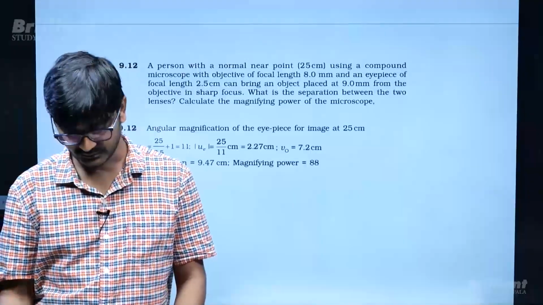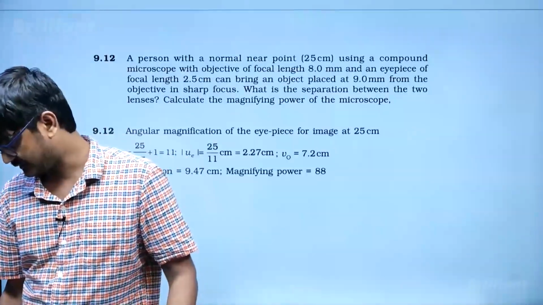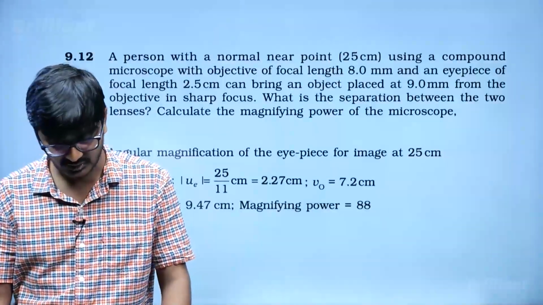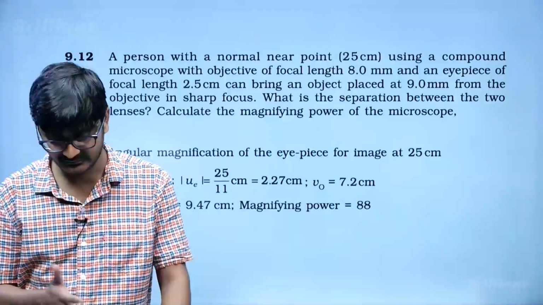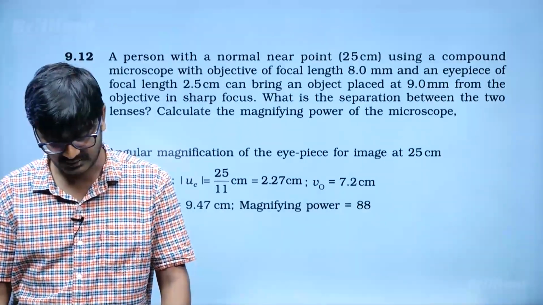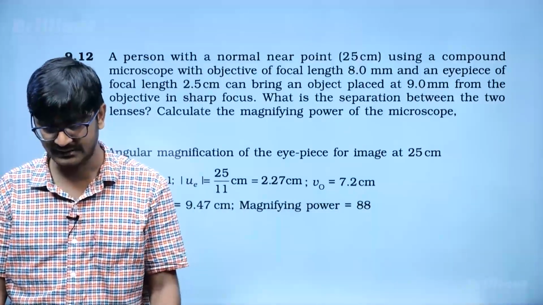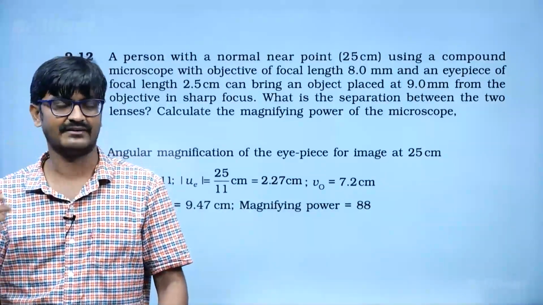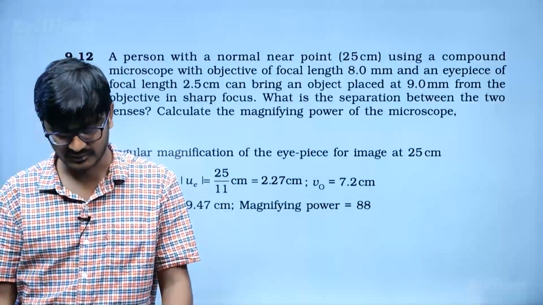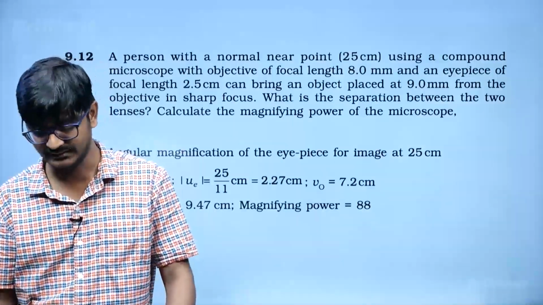Now going to the next question, it is 9.12. A person with a near point of 25 centimeter is using a compound microscope of objective focal length and eyepiece focal length, when an object is placed at 9 mm from the objective in sharp focus. Sharp focus means the final image is forming at 25 centimeter and our angular magnification is maximum. Calculate the magnifying power of the microscope. Magnifying power and angular magnification both mean the same.